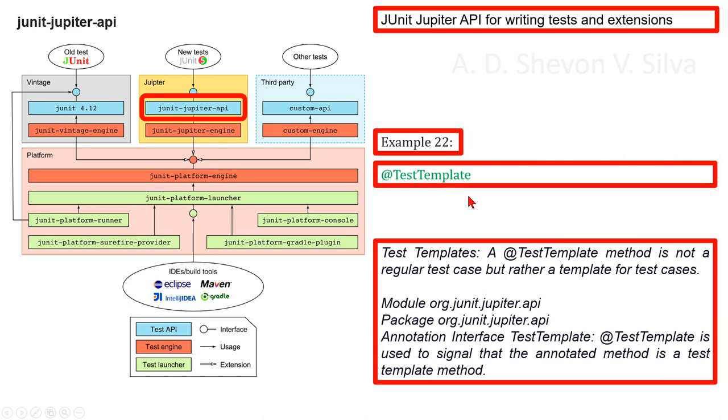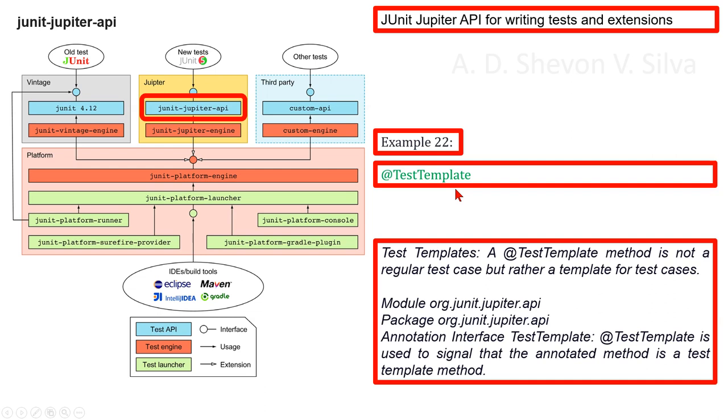Test templates. Now we are considering test templates. A test template method is not a regular test case, but rather a template for test cases. The annotation interface TestTemplate in package org.junit.jupiter.api, in module org.junit.jupiter.api. @TestTemplate is used to signal that the annotated method is a test template method. As such, it is designed to be invoked multiple times depending on the number of invocation contexts returned by the registered providers.